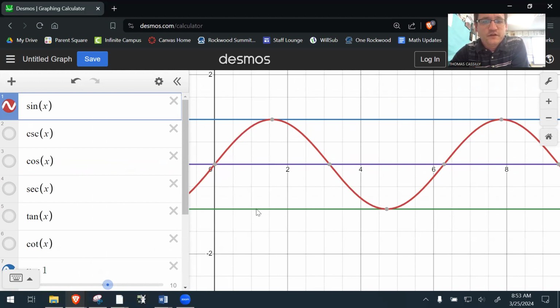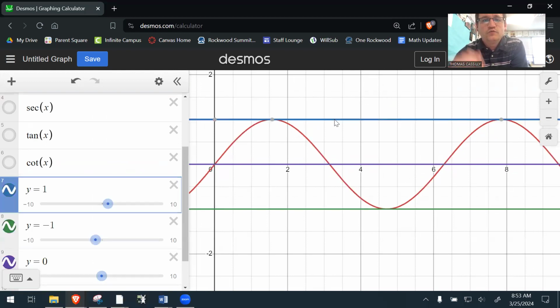Now the range, we talk about how far up does it go and how far down does it go. What I've done here is make two lines. That top blue line is our maximum. This green line is our minimum. The sine function is between +1 and -1. It bottoms out at -1 and it maxes out at +1. That is our range on this function.